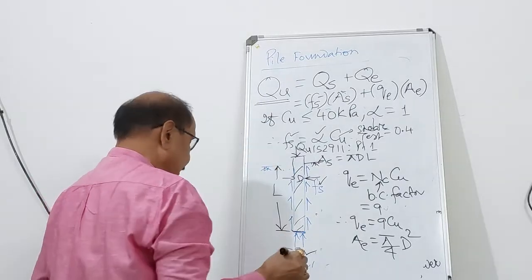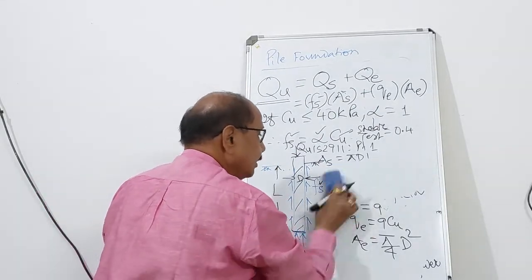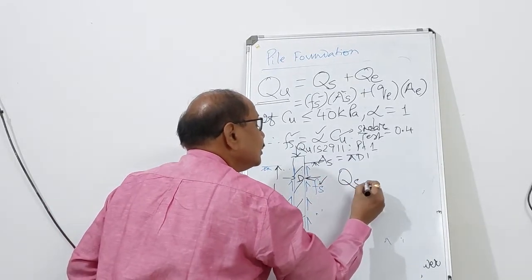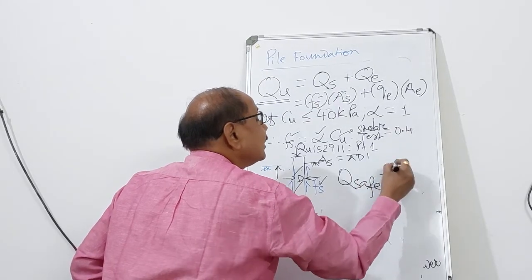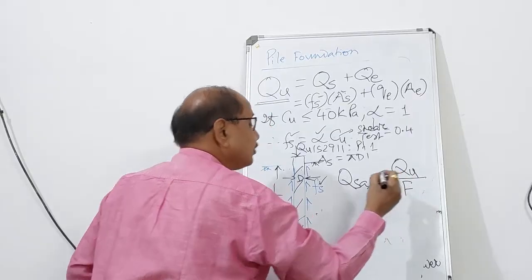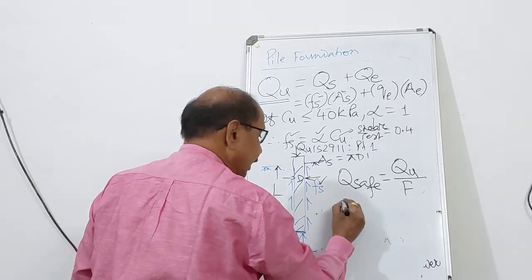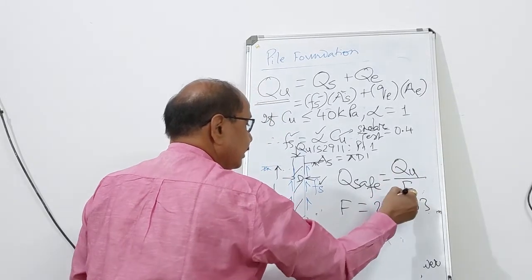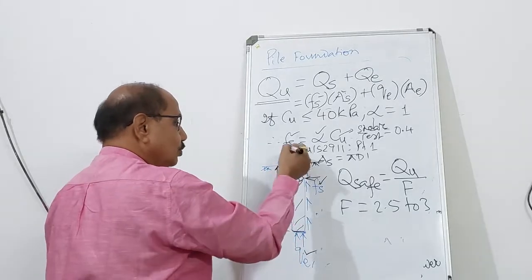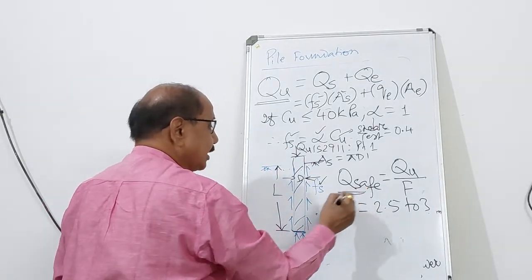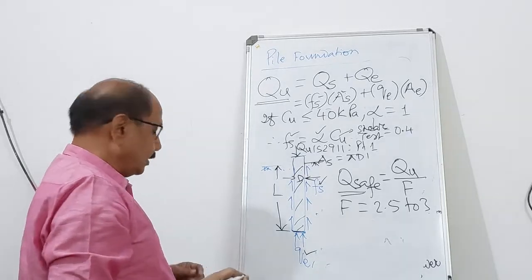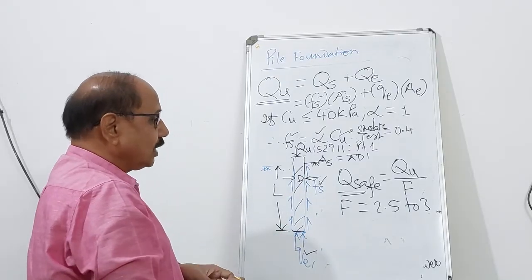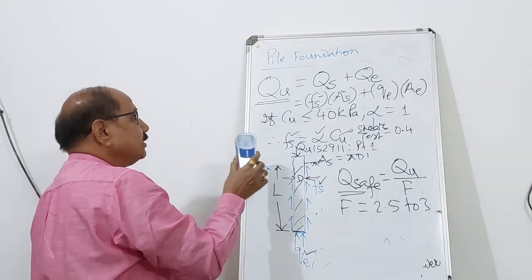Once you are able to calculate the ultimate load carrying capacity of this pile, you can find out the safe load carrying capacity. How much load you can safely apply is the ultimate load carrying capacity divided by a factor of safety. As per IS 2911, the factor of safety is given as 2.5 to 3. So you can divide the ultimate load by this factor, and therefore you can find out the safe load carrying capacity of the pile. This is how you can very easily find out the safe load and the ultimate load for a single pile embedded in cohesive ground.